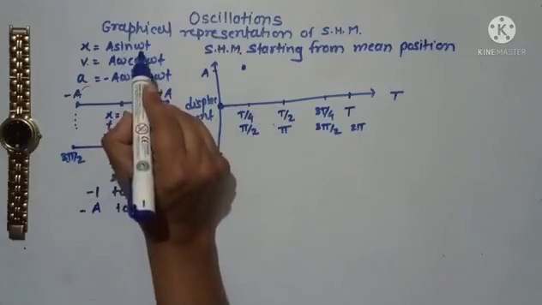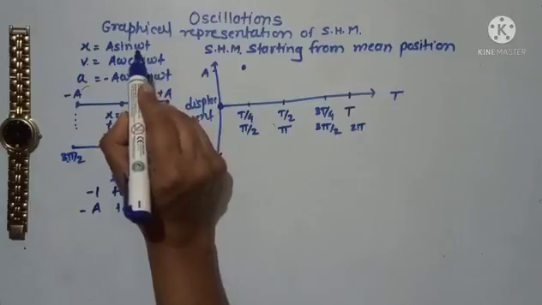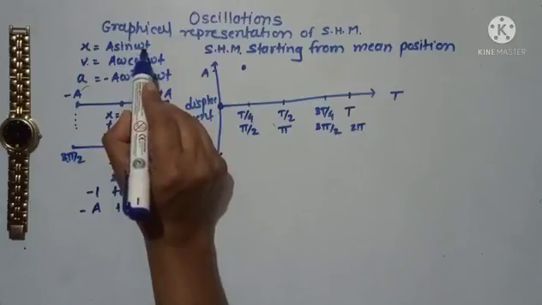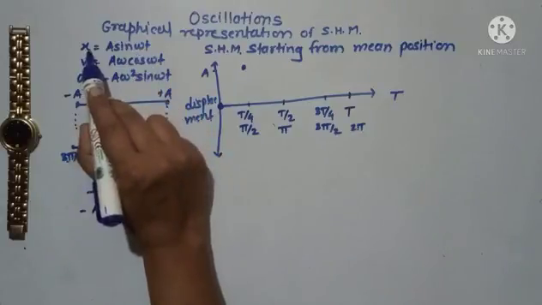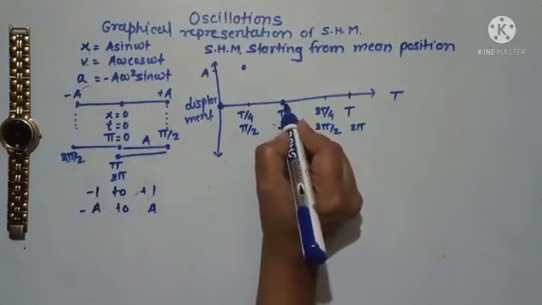Now when this omega t is equal to pi, which is 180, so when sine of 180 is equal to 0, therefore the value of this x will again become 0. So let me represent the x value 0 here.